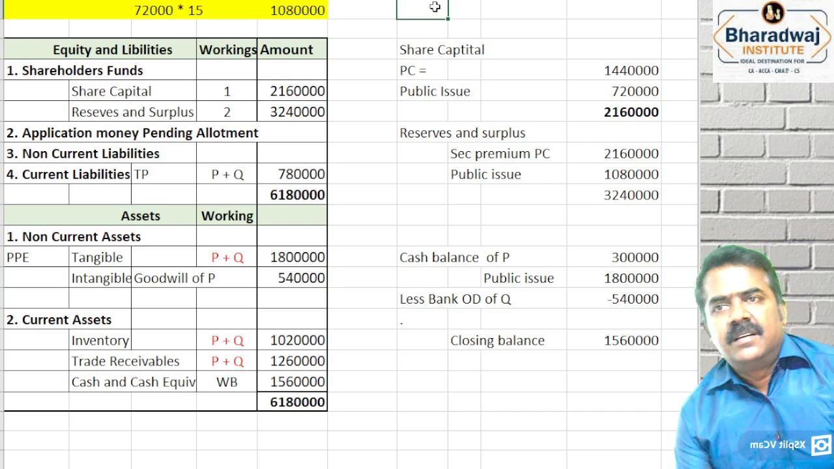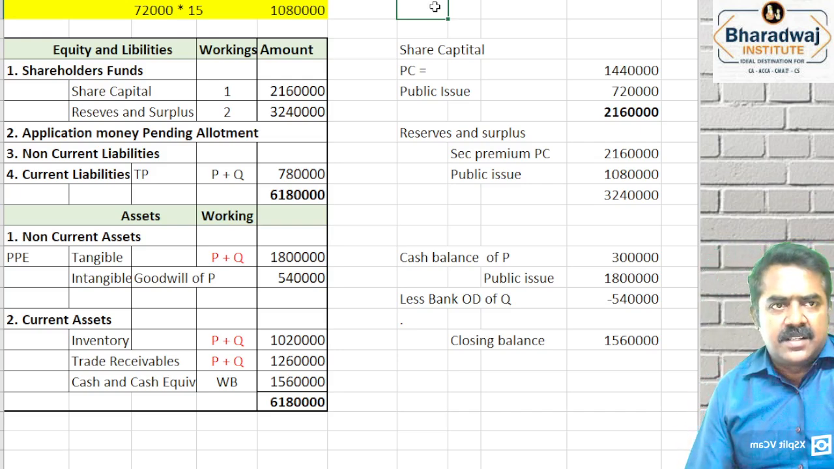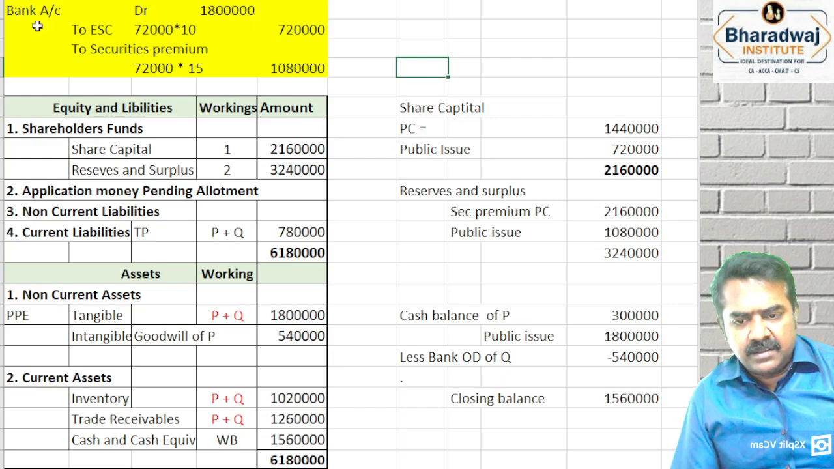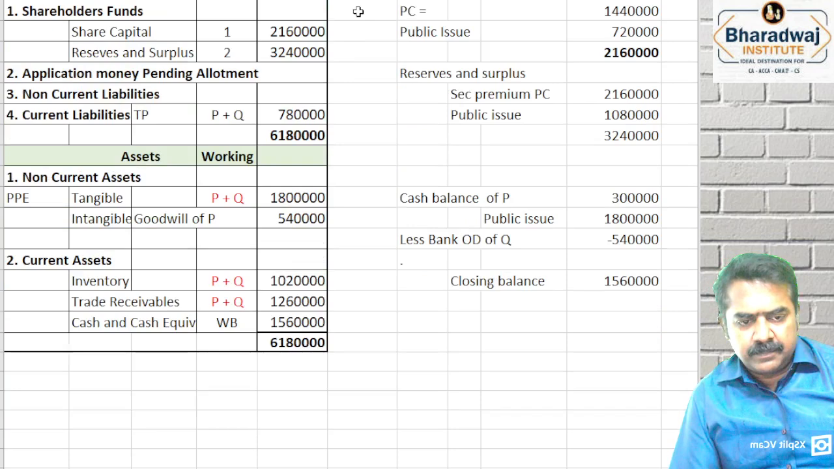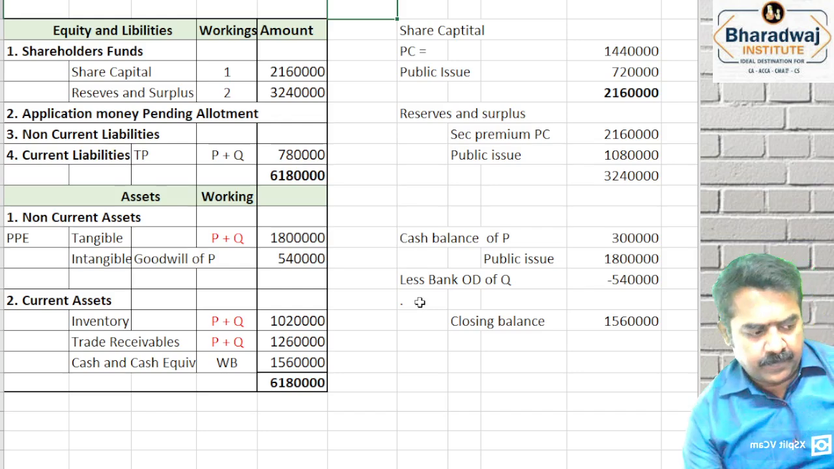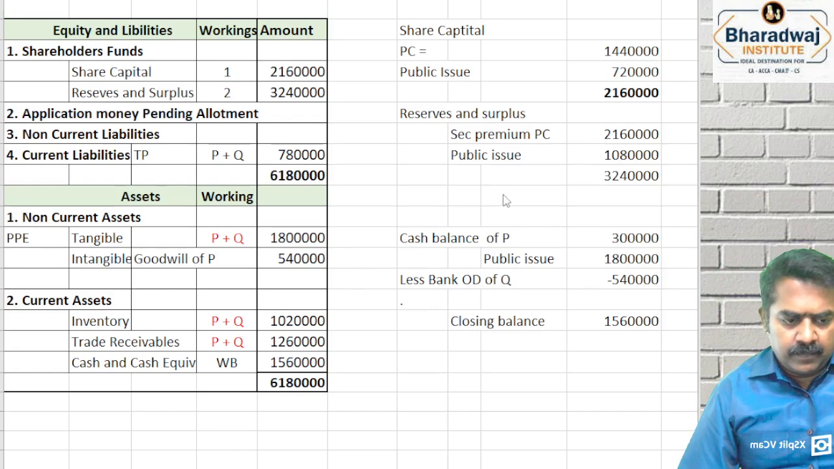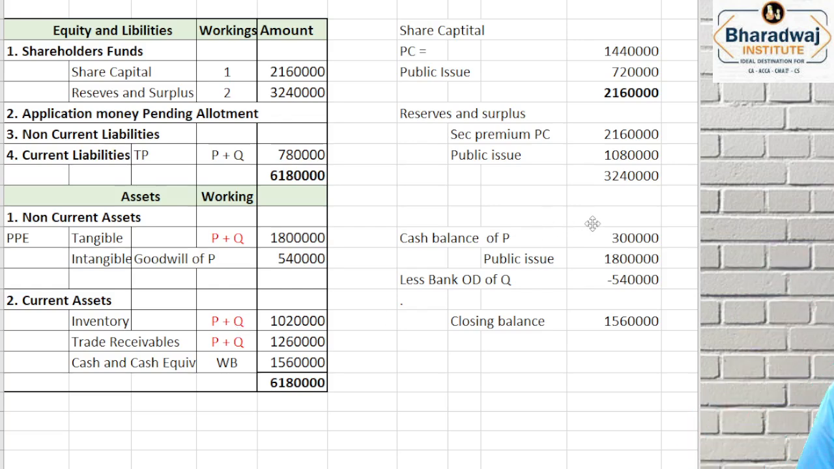So what is different in this question? You have to work out the net assets and exchange the shares based on net assets. Balance will be taken as what? Premium. Balance will be taken as premium. And we make a public issue at the same premium rate. Because purchase consideration is equal to share capital.